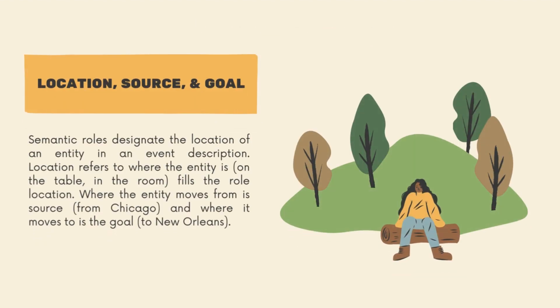Location, source, and goal. Semantic roles designate the location of an entity in an event description. Location refers to where the entity is, and fills the role location. Where the entity moves from is source, and where it moves to is the goal.